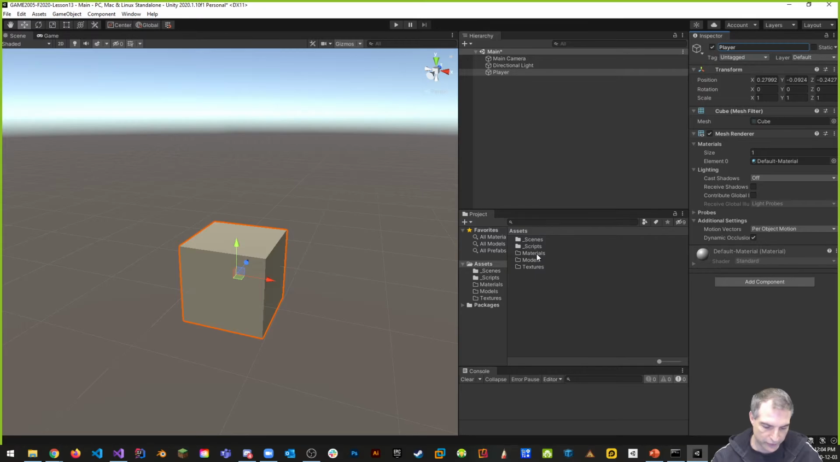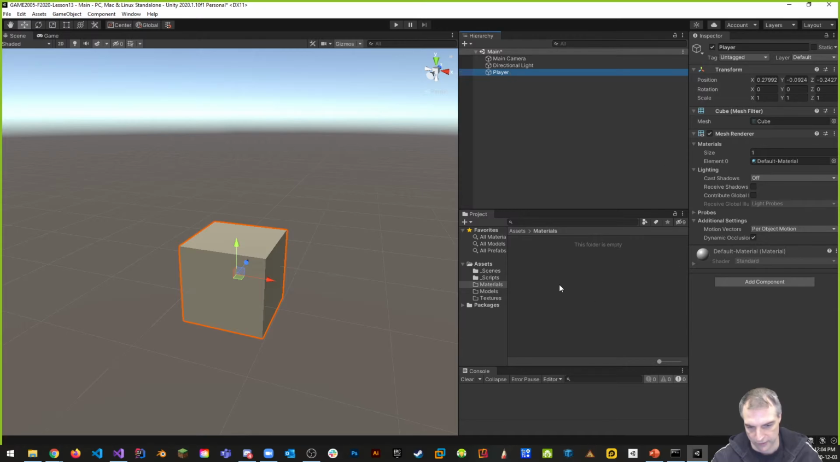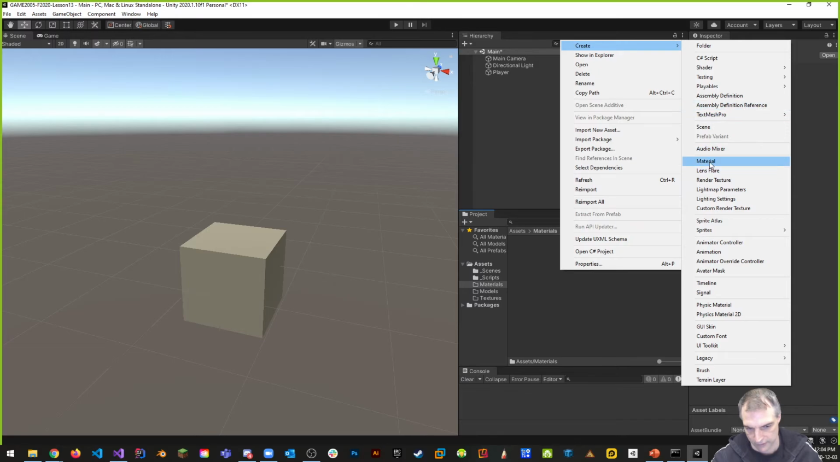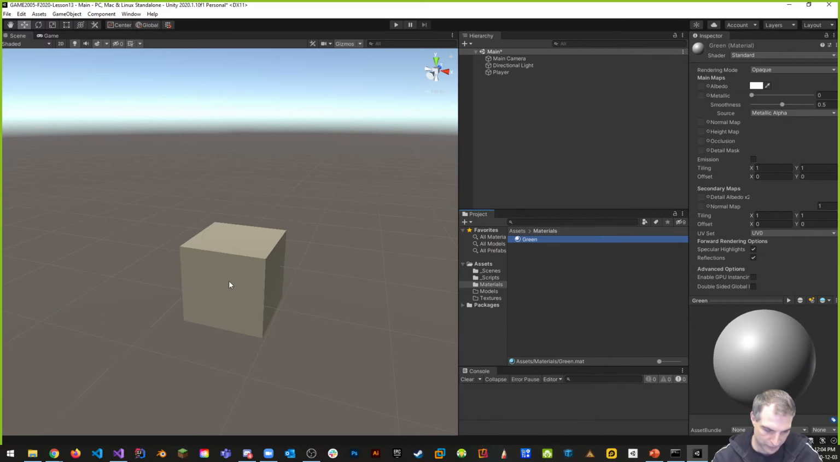In our materials, let's add a brand new material. So double click inside materials. All I've done here is I've renamed this to player. In the materials folder, I'm going to right click and go create material. When I create my material, let's call this the green material. It's green. It's going to be a player object.